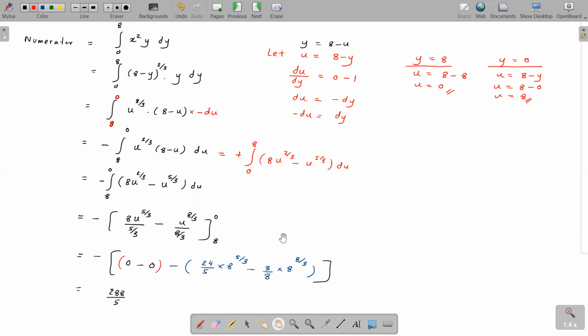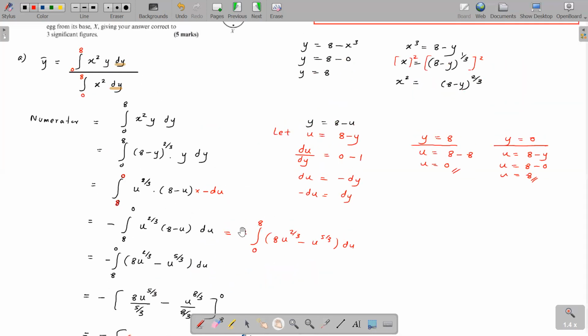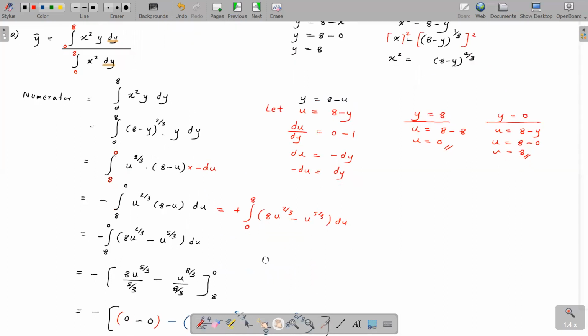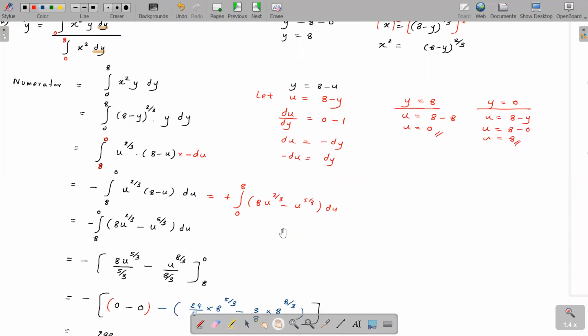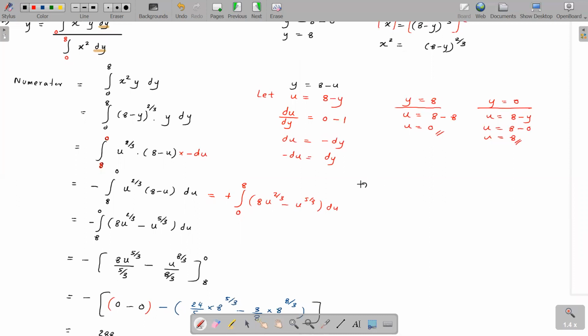So 288 over 5 is the answer for the numerator. Now let's get the denominator. The denominator will be integration of x square. Let me get the denominator over here. Denominator is going to be integration of x square with respect to y. Limits are from 0 to 8. So x square is, guys, what's x square? x square is 8 minus y to the power 2 over 3 dy.